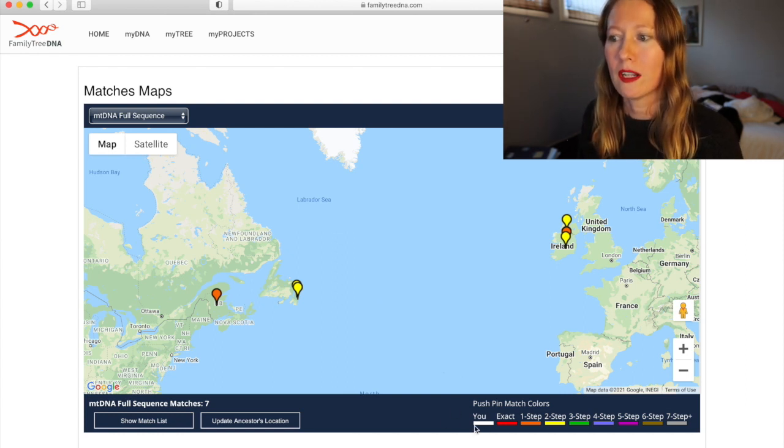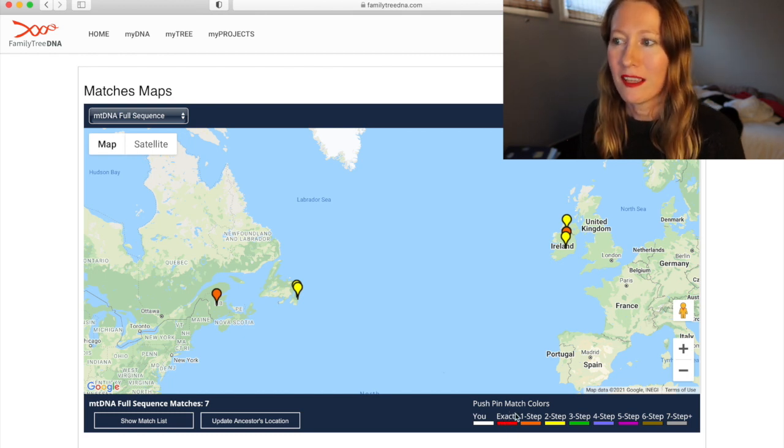As you can see, that's me. I would be a white pin if I was on here. Red would be an exact match, which I don't have any, unfortunately. Orange is one step. So these are the most closely related that I actually do have on here.